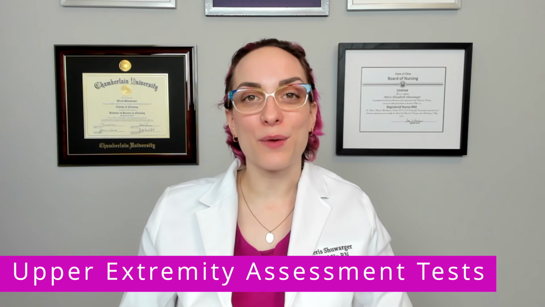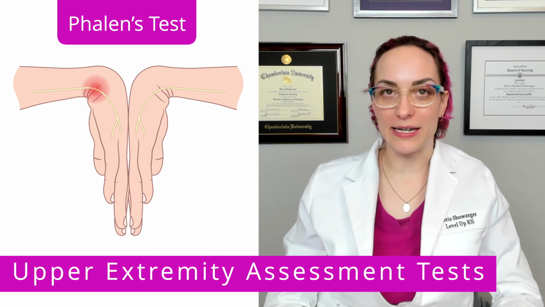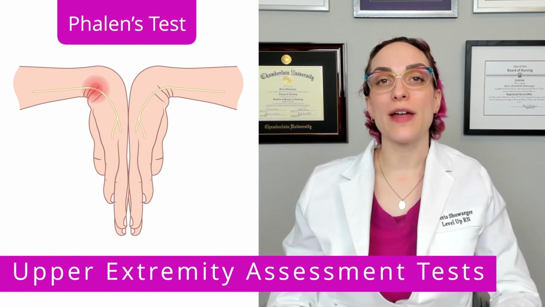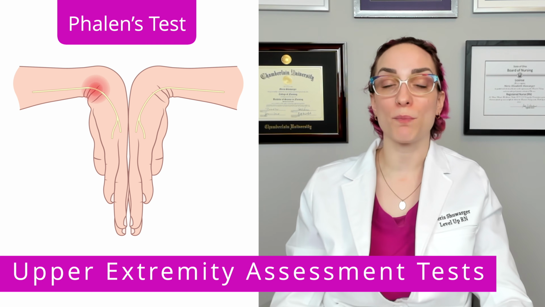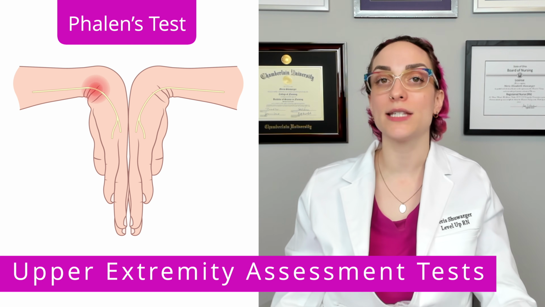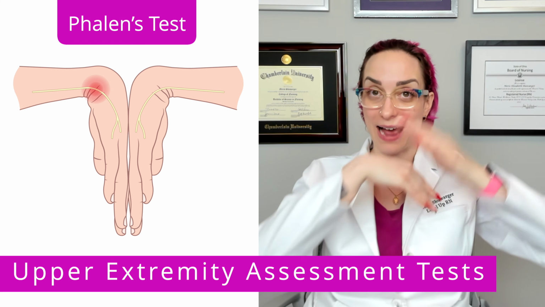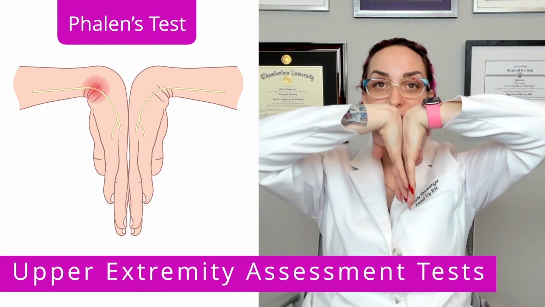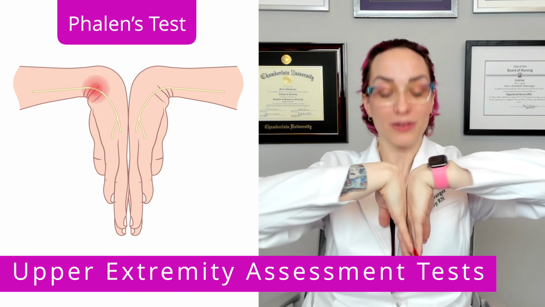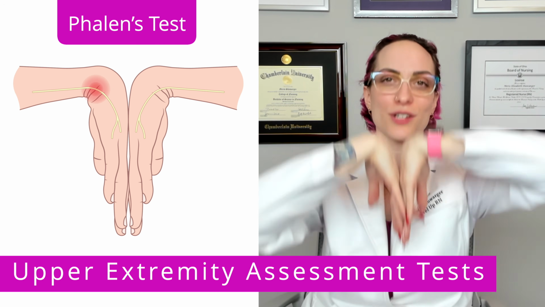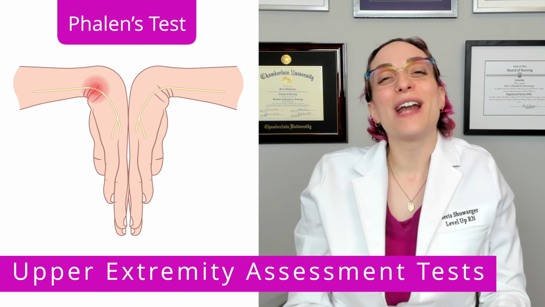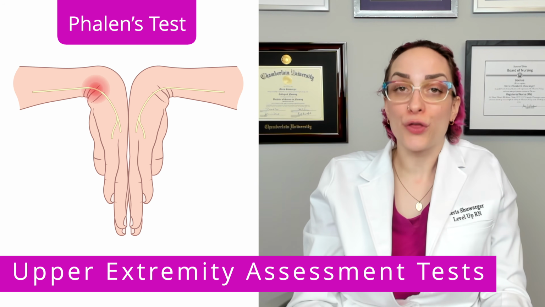The next test I want to talk to you about is the Phalen test. So the Phalen test is where you're going to have the patient put the dorsal sides of their hands, which are the backs of their hands, together like this. And you're going to have them hold it just like this at this 90-degree angle. Sorry, I didn't mean to cover my face for you there. You're going to have them hold it like that for 30 seconds.